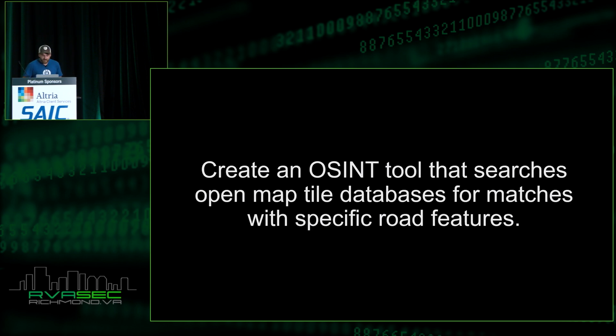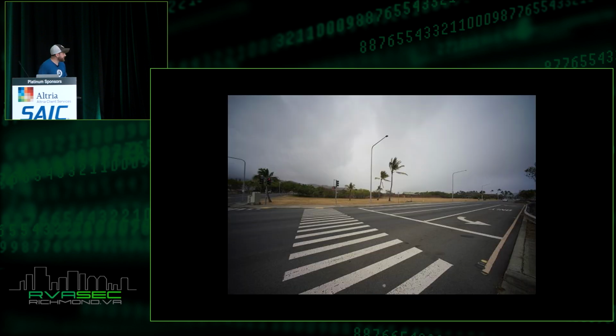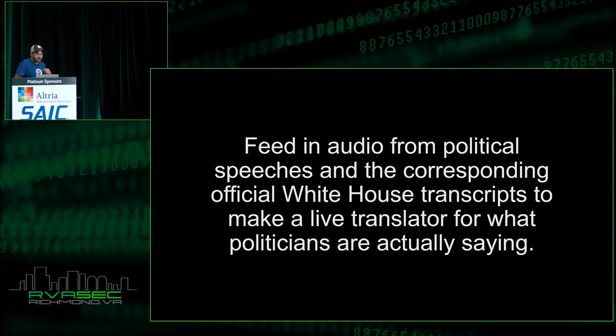Cool. Or you could create an OSINT tool that searches open map tile databases and matches with specific road features. Right? Man, I've wanted this for years. So take a picture like this. Unless you're like a GeoGuessr champion, genius, right? It's going to be really hard to figure out where this is. You got some palm trees, cool. But man, what if you could say, all right, I'm looking at an intersection. There's a pedestrian crosswalk. There are 3 forward lanes and 1 left-hand turn-only lane. You're going to match like, I don't know, 50 to 100 places, right? And like you've really narrowed it down there. I think it'd be a fun project to take on. It'd be useful.